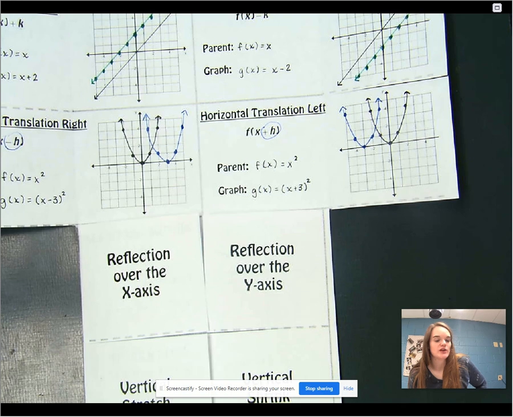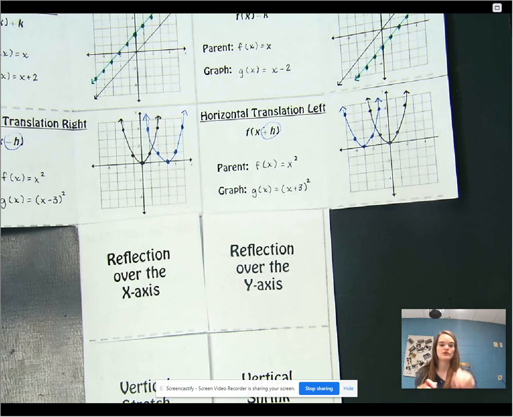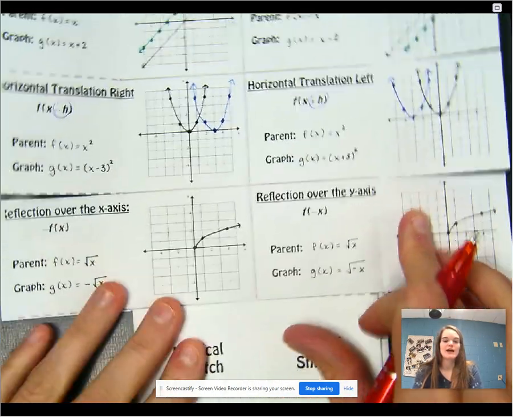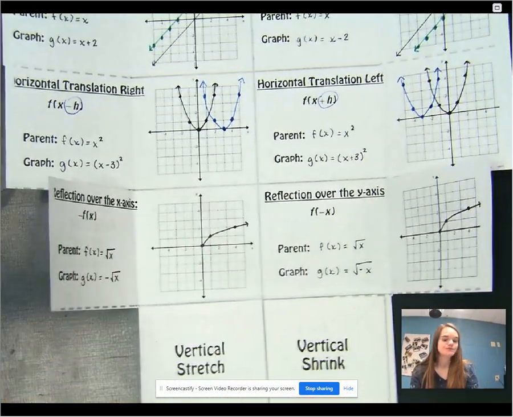All right, so we have our translations up, down, right, left. Now we need to talk about a reflection. A reflection is something that literally is going to flip. You're either going to flip over the x-axis or you're going to flip over the y-axis, and we're going to talk about each. We have this parent function square root here.